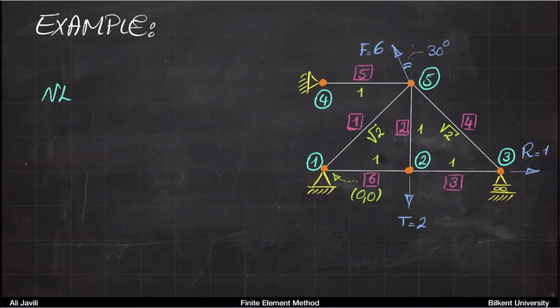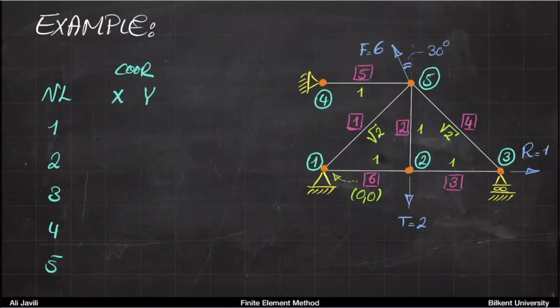How many nodes do we have? We have 1, 2, 3, 4, 5. So node 1, 2, 3, 4, and 5. And then in front of each node, you should have its coordinates. So I will write it as x, y. And these are the coordinates of that node.